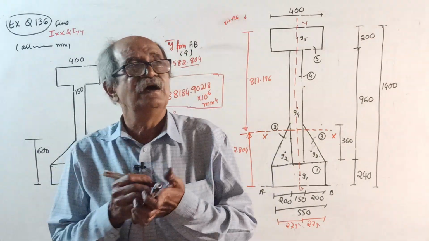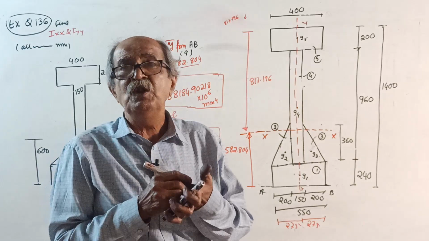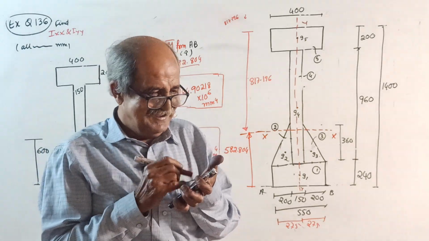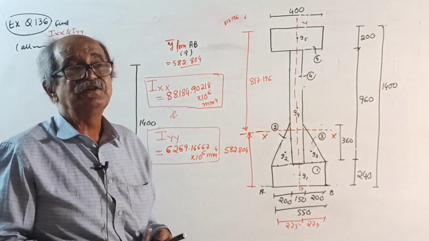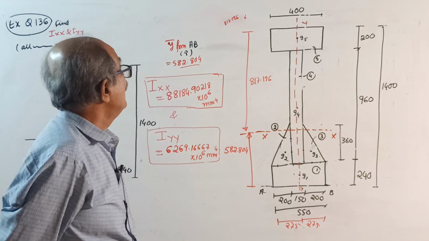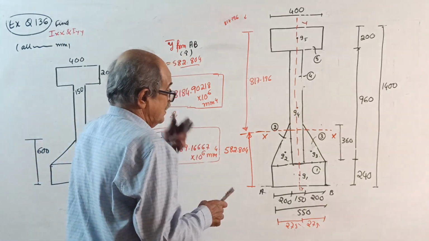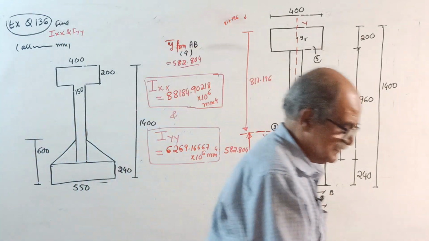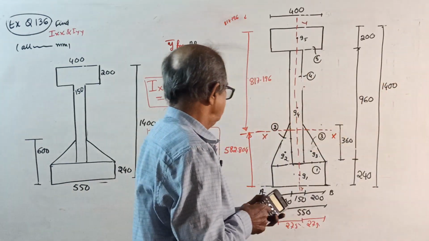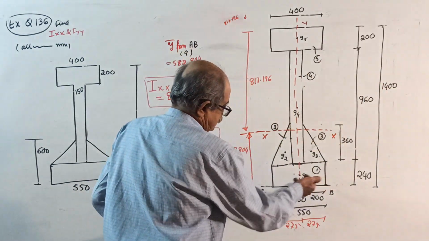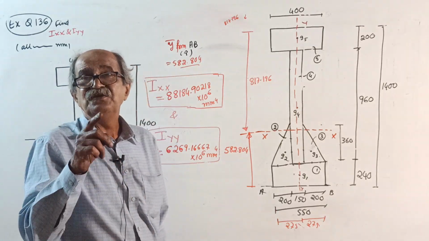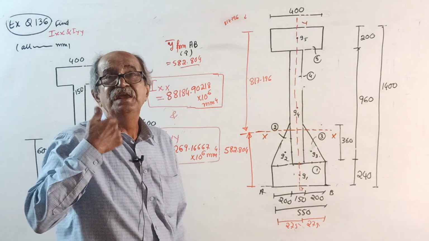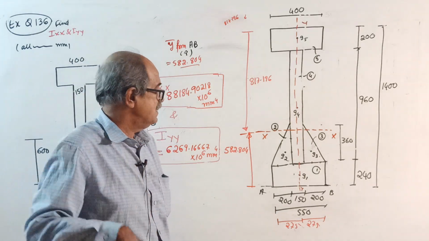I will first write. I know that moment of inertia about any axis is equal to Ig plus A d square. What is the meaning of Ig, etc.? I will start writing, and I will calculate simultaneously. See, you should write independently. In case you get doubt, you should listen to what I am telling.